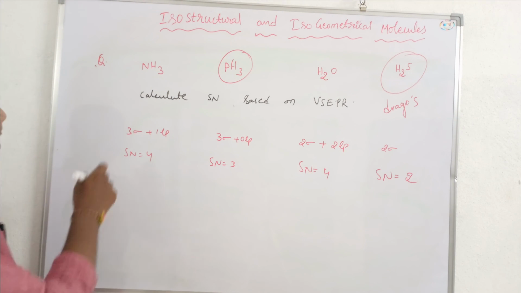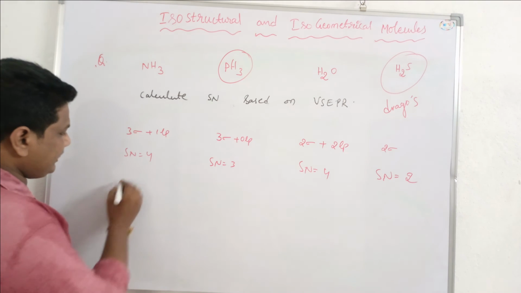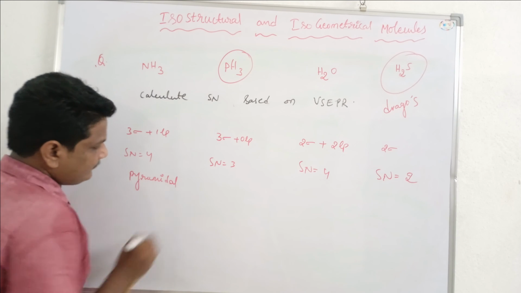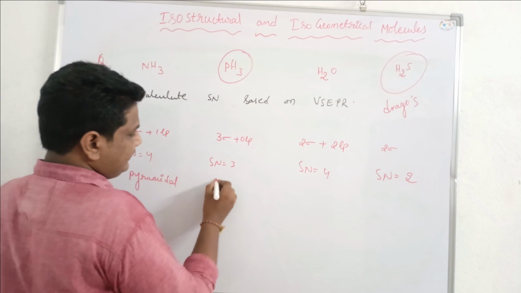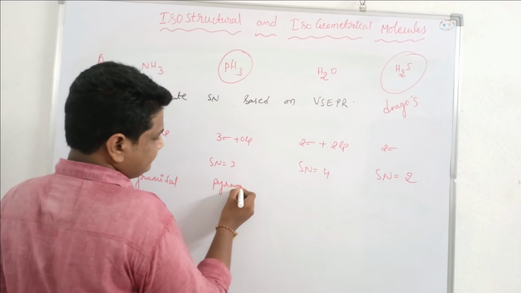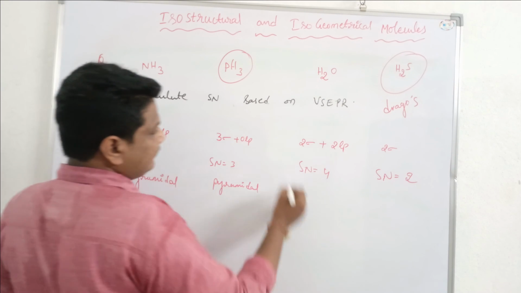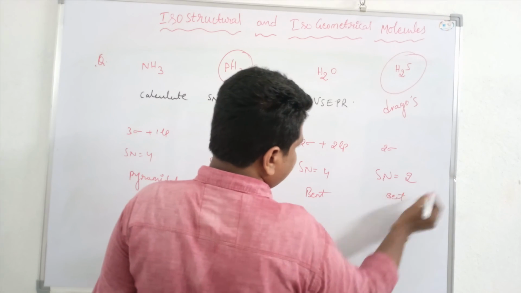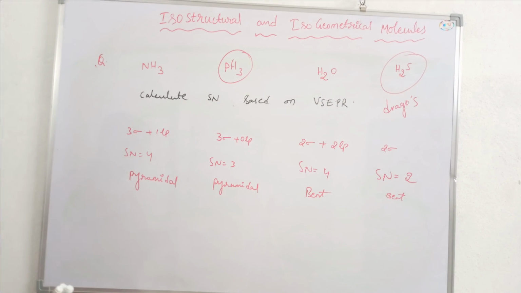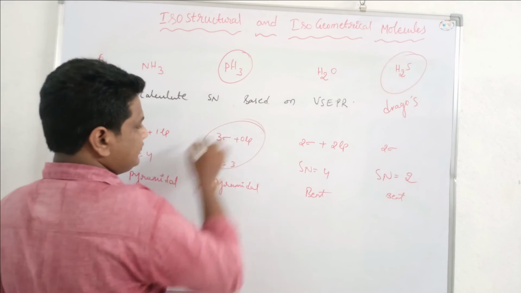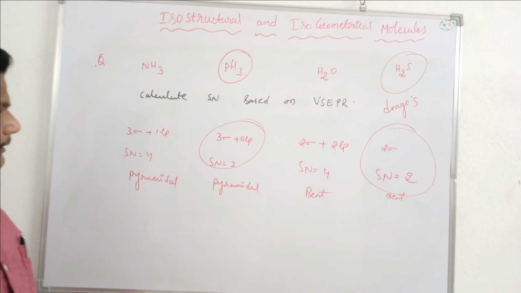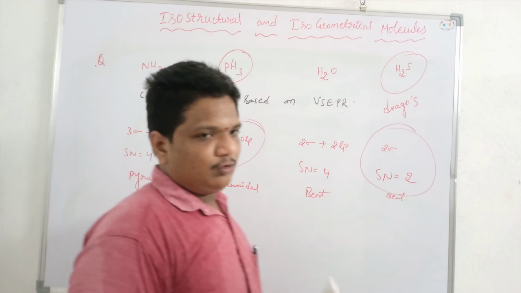Here in NH3 we have a pyramidal structure. PH3 also has a pyramidal structure. H2O is bent, and H2S also has a bent structure. So these are Drago molecules, containing stereochemically inactive lone pairs.